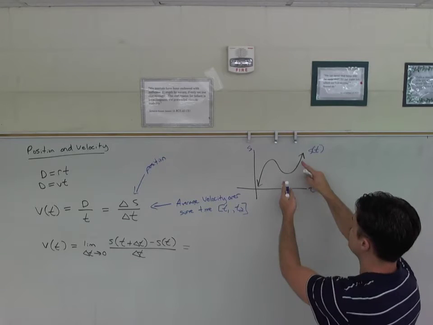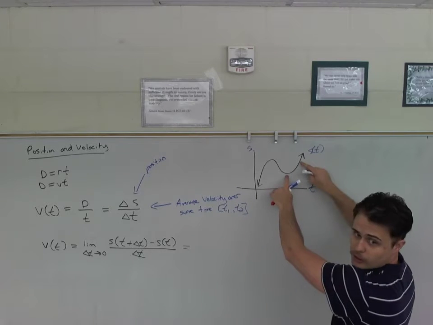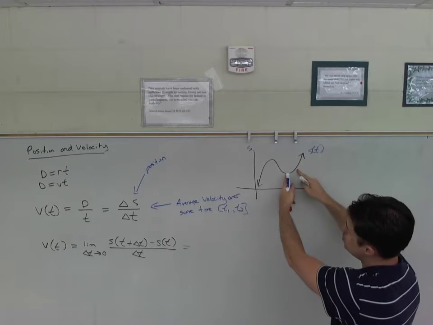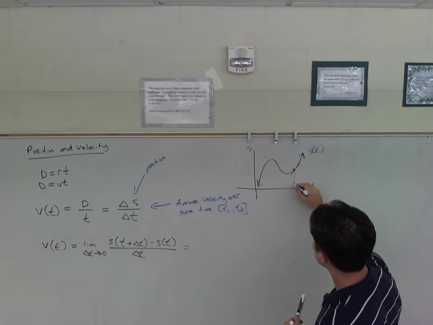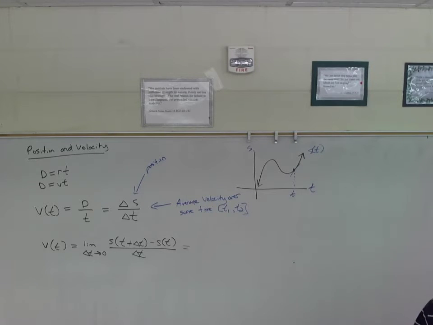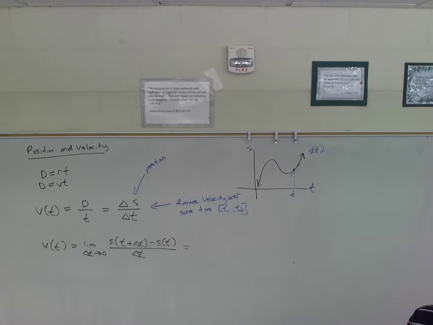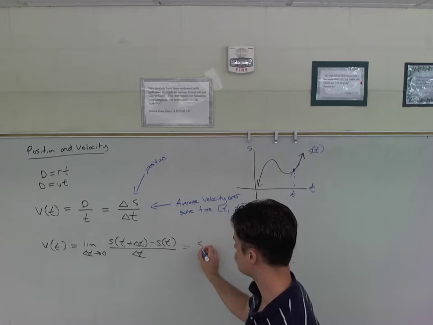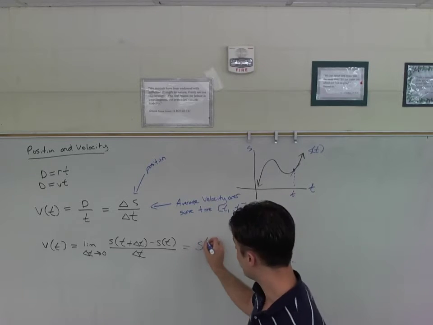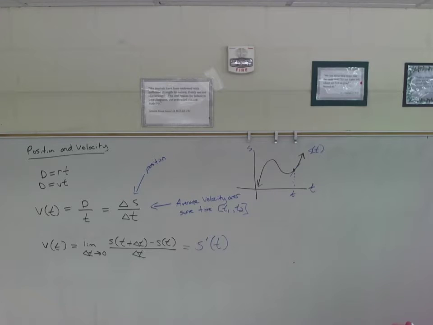Now, instead of just knowing the average change in position, which gives us the average speed from like here to here, now we're going to be able to look at things like right there, at that point in time, what's the speed that this object is traveling? So the speed that it's traveling is the slope of that tangent line. The speed that it's traveling is the velocity. So the velocity is, in other words, s prime of t. Velocity is the derivative of position.